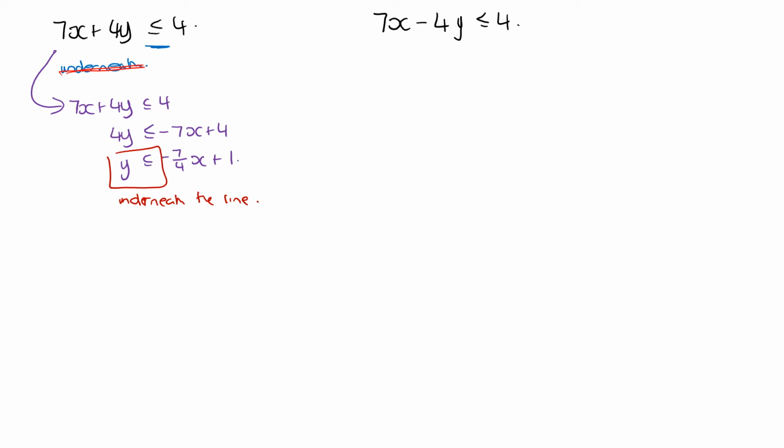So again, let's make y the subject of the formula. We say 7x minus 4y is less than or equal to 4. So we have minus 4y is less than or equal to minus 7x plus 4. And then we're going to multiply through by 1 over minus 4. And when we multiply through by a minus sign, our inequality switches over. So we end up with y is greater than or equal to 7 over 4x minus 1. So now we know it's everything above the line.